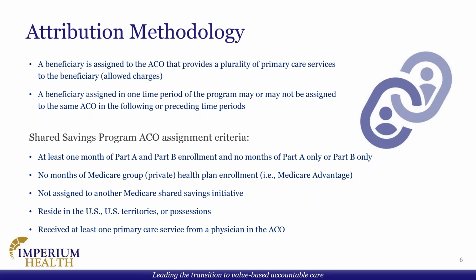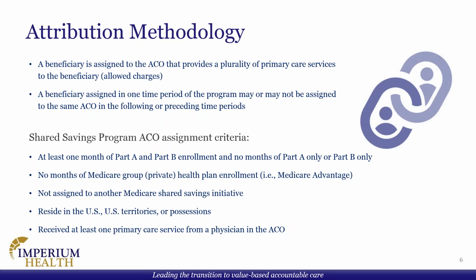Now, a couple of the key criteria that Medicare will use to even assign a patient to an ACO. That Medicare beneficiary must have had at least 1 month of Part A and Part B enrollment, and they cannot have had any time periods where they had just Part A or Part B. That's not super common, but it's one of those things we need to keep in mind of how Medicare is trying to make sure they're assigning the patients to this initiative.